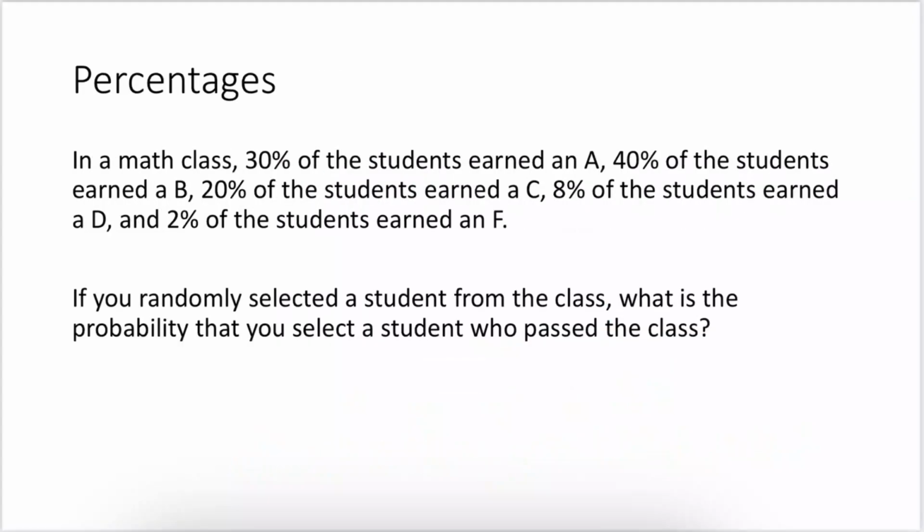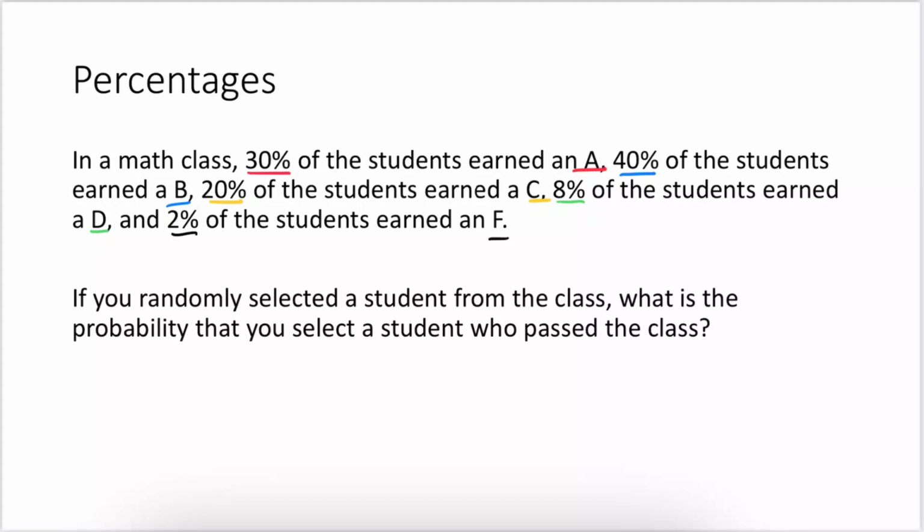And sometimes you may run into problems where you don't actually know the total number of people, but you can still figure out the probability. So for example, in this problem, it says in a certain math class, 30% of the students earned an A, 40% of the students earned a B, 20% of the students earned a C, 8% of the students earned a D, and 2% of the students earned an F. And it says, if you randomly select a student from the class, what is the probability that you select a student who passed the class?